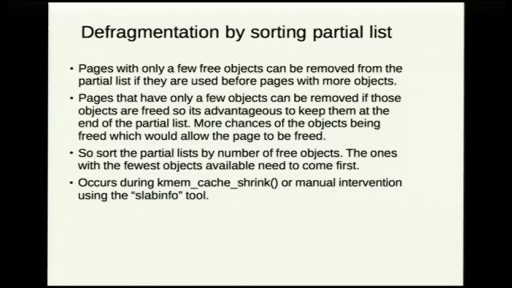So this is this approach. In order to do that, you need to issue a kmem_cache_shrink on all the SLUB objects. And the kernel actually has a slabinfo tool that I think barely anybody knows about. If you run the slabinfo tool and give it the -s option, it sorts all the partial lists in the system in this way. And if you then continue operation of the system, it will hopefully reduce the number of partial pages in the system significantly.